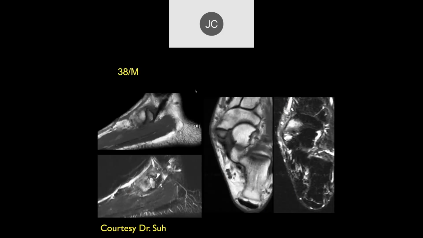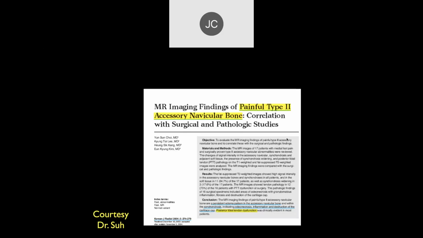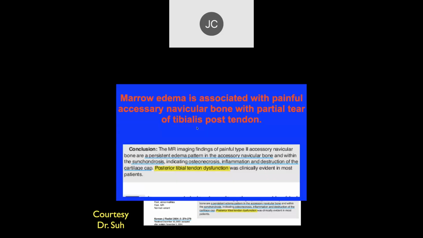Yeah, and so that was a symptomatic accessory navicular. Here's another case where we have similar findings with a lot of bone edema. And again, this is a case where bone edema is highly associated with symptoms at this location. It's called a painful type 2 accessory navicular bone. It can be associated with pain, it can be associated with dysfunction, and a really good indicator of dysfunction and pain is the bone edema associated with it. And here's a paper showing that.